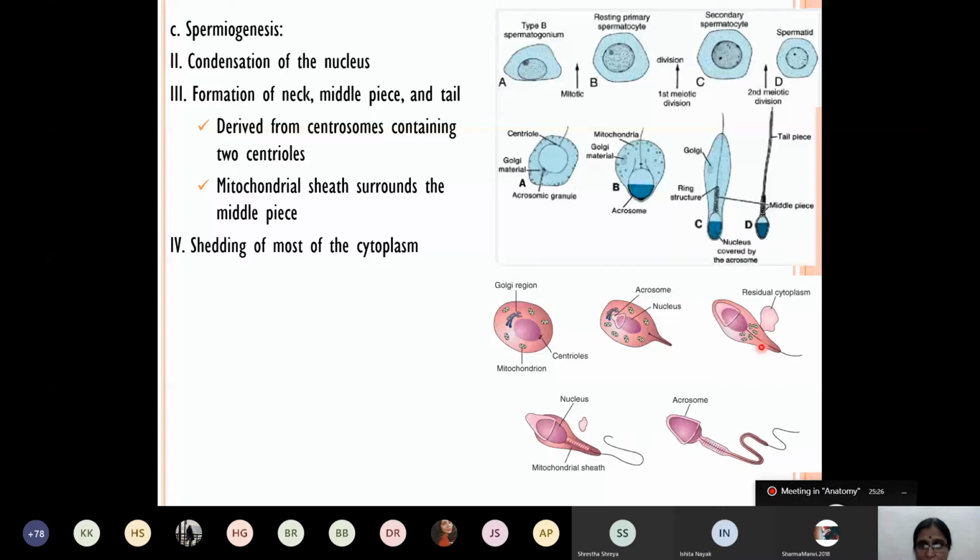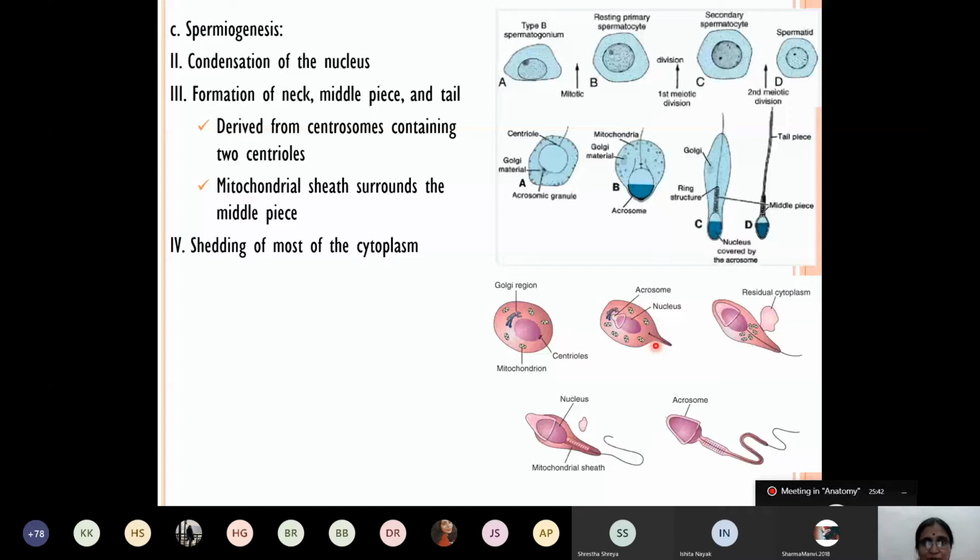This is how the spermatid, which is derived from the secondary spermatocyte after undergoing the second meiotic division, will undergo morphological transformation into the spermatozoa.